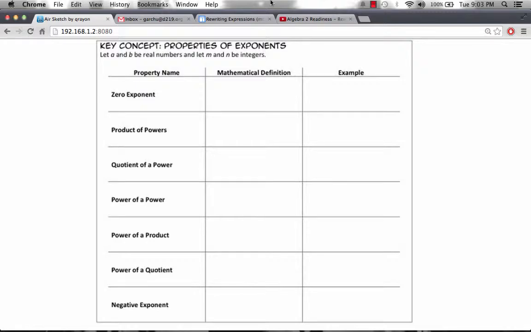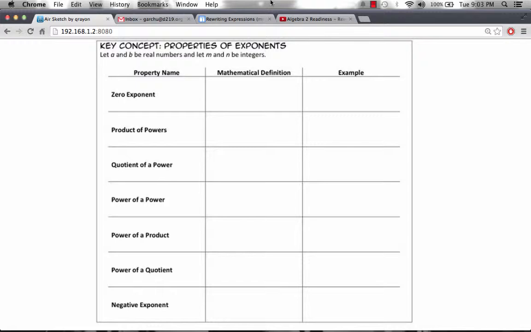As far as key concepts, there's a number of different properties we have to go through. I'm not expecting you to know them by name. I'm just going to introduce them by name and then go through, as I said, definition and example. But first, let's establish that if I use A and B, I'm talking about any real number. If I'm using M and N as my variables here, they're going to be integers, so any negative or positive whole number.